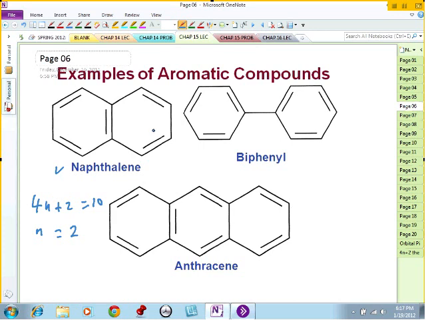So you could apply the same concept to most all of these molecules here to determine whether they are aromatic or not. Because very often you will be given a molecule and you will have to determine whether that molecule is aromatic or not. Now, you could also do the same thing with this molecule, azulene. So I'm going to leave that for you to determine, but it is aromatic.